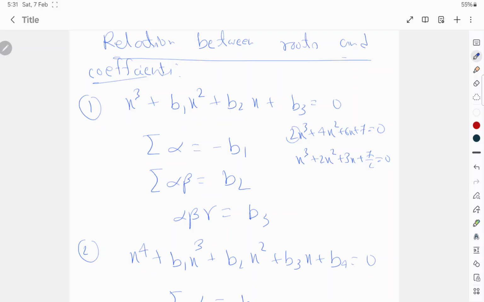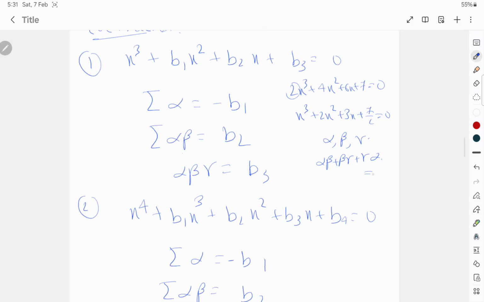Now in this expression, if they ask what the sum of the roots is, here it is minus b1, so you can say the sum of the roots will be minus 2, right? And suppose you have summation alpha beta. Summation alpha beta means, if your roots are alpha, beta and gamma, alpha beta plus beta gamma plus gamma alpha, right? This type of combination, you can say this value will be 3.